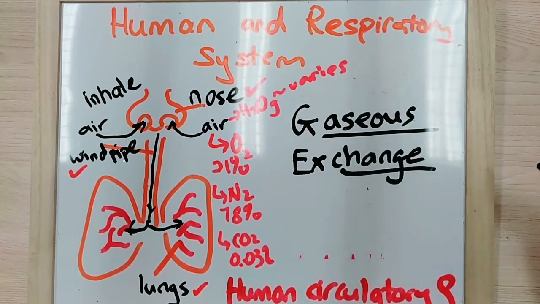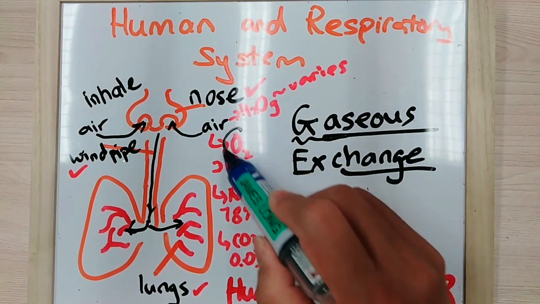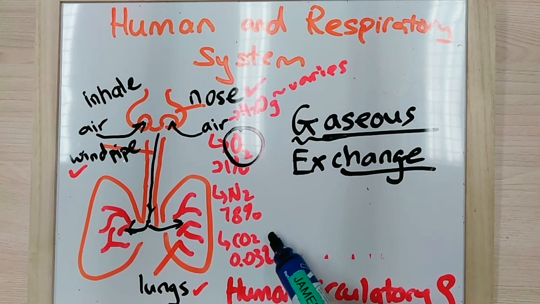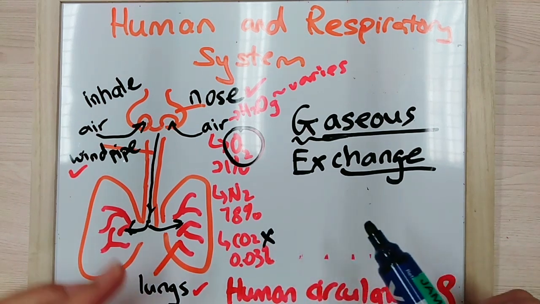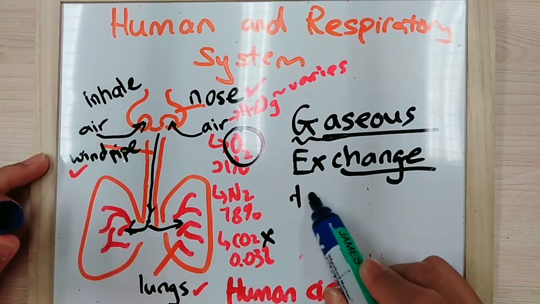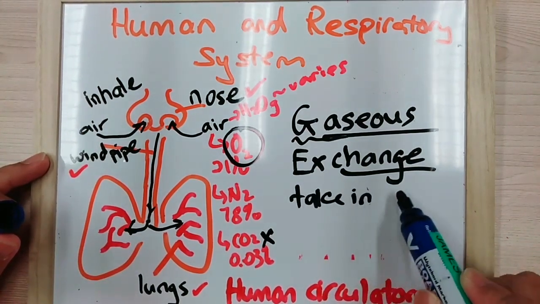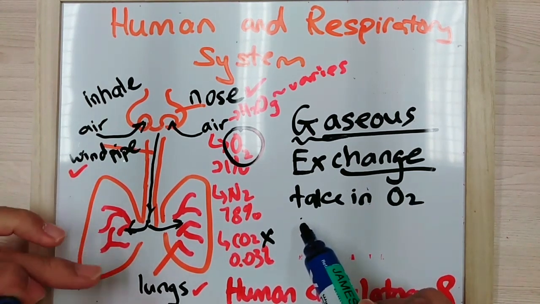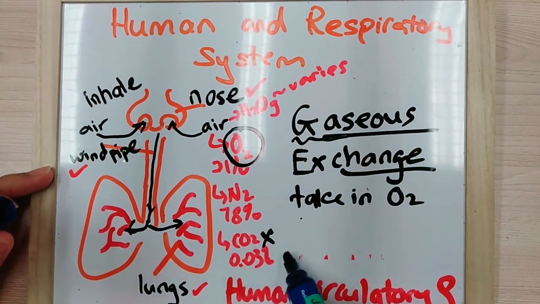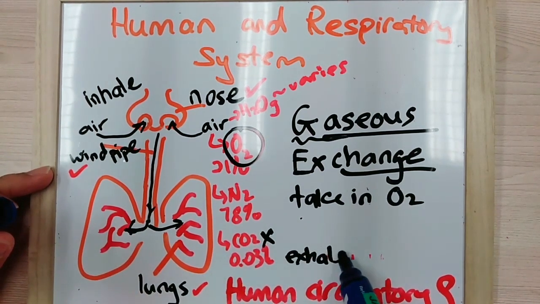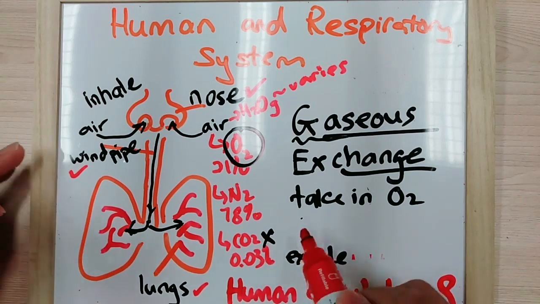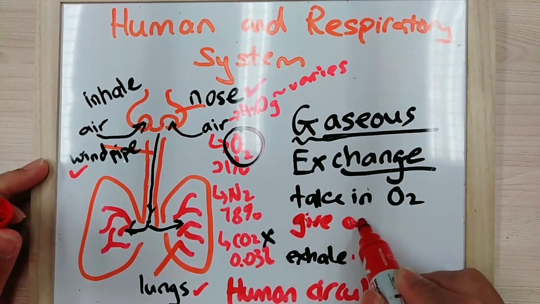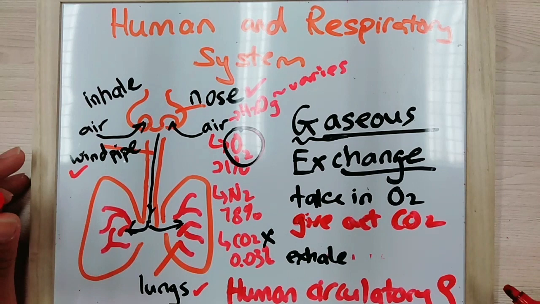What is being exchanged? Some gases are being exchanged. Now our body wants lots of this, and our body wants to get rid of this. So what's happening in our lungs is that with every breath that we inhale, we will take in oxygen, and when we exhale, we will give out carbon dioxide.